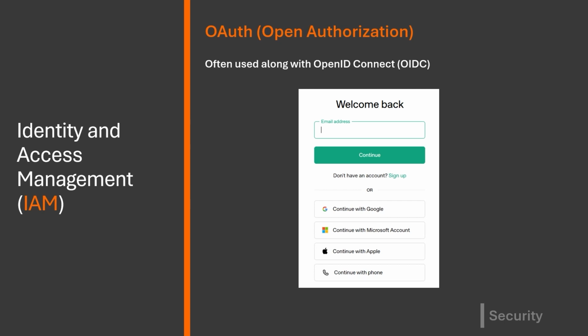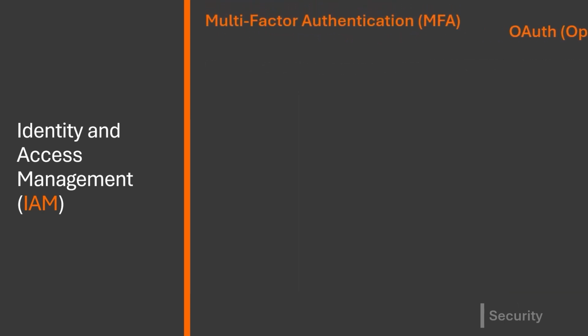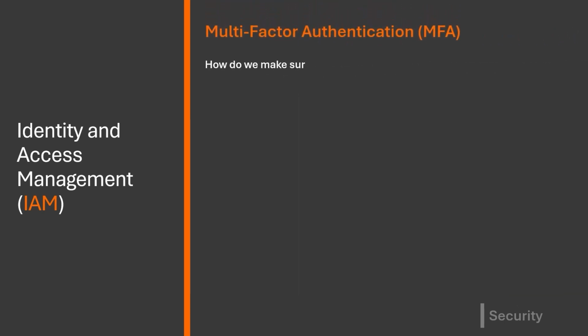Now at this point, we have seen how identity is managed, how access is granted across systems, and how protocols like SAML and OAuth help facilitate trusted authentication. But there is still one critical piece we haven't covered yet. How do we make sure that the person logging in really is who they say they are, especially if passwords can be leaked or stolen? That's where multi-factor authentication, or MFA, comes in.